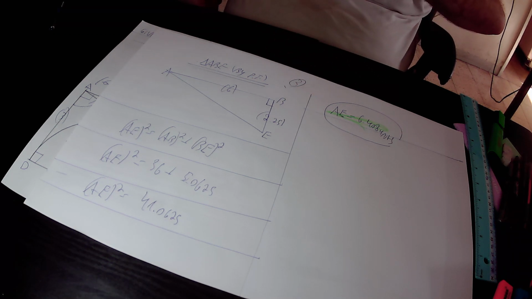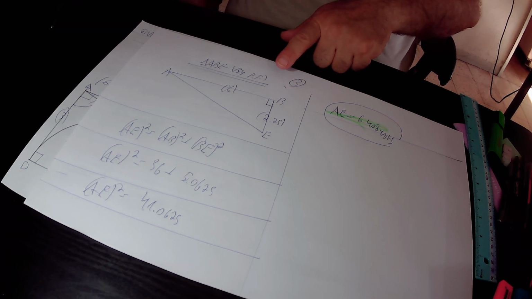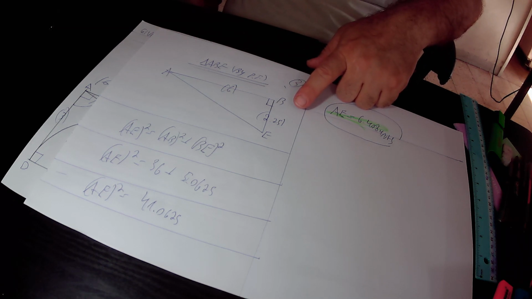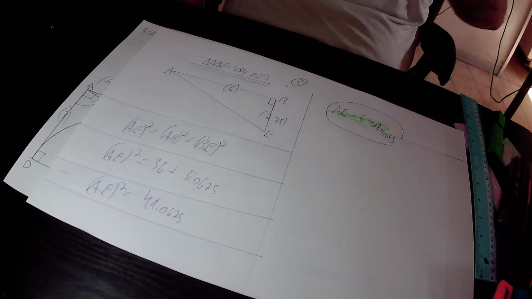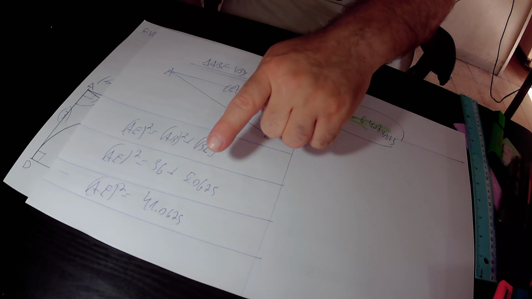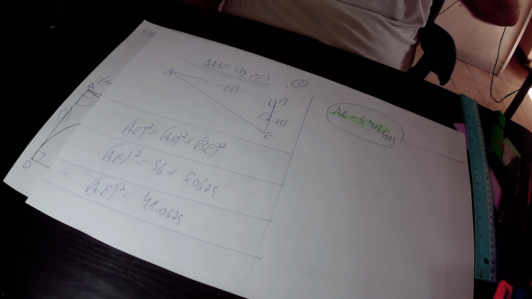So in this right triangle ABE, AE squared equals AB squared plus BE squared. AE is the missing side, so we leave it as it is, and it equals AB squared. AB is 6, therefore AB squared is 36, plus BE squared. BE is 2.25, therefore BE squared is 5.0625. So in total, AE squared equals 36 plus 5.0625, which equals 41.0625.